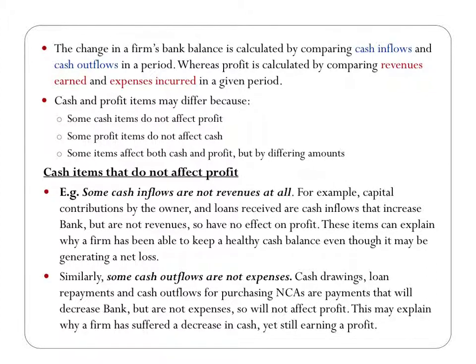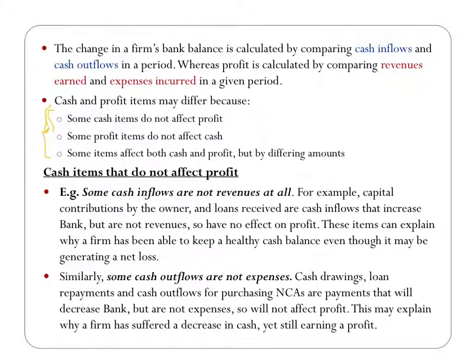Okay, so the change in a firm's bank balance is calculated by comparing cash inflows and cash outflows in a given period, whereas profit is calculated by comparing revenues earned and expenses incurred in a given period. And cash and profit items may differ because of the following three scenarios. Firstly, some cash items do not affect profit. Secondly, some profit items do not affect cash. And thirdly, some items affect both cash and profit, but by differing amounts.